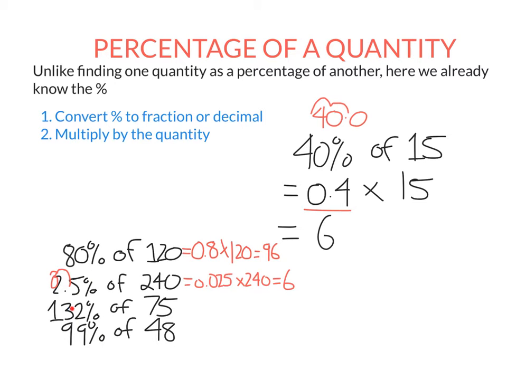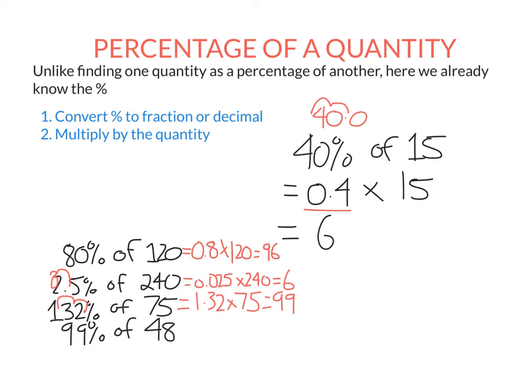So let's now look at 132% of 75. 100% is a whole. If I'm calculating 132% of a number, my answer will be bigger than the original number. So the answer I get here should be bigger than 75. So 132%, let's convert it to a decimal. I can put the decimal point here, move it 2 spots to the left. 132% is the same as 1.32. So I just go 1.32 times 75, and that gives me 99.